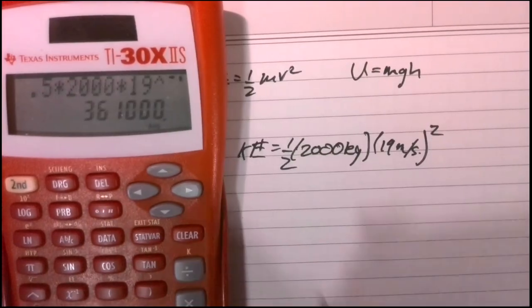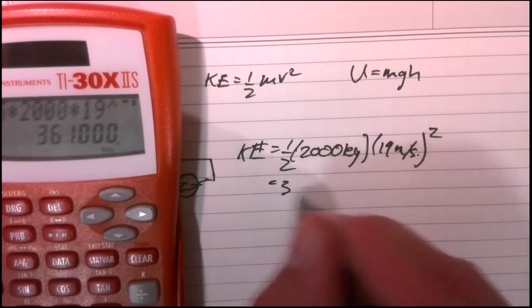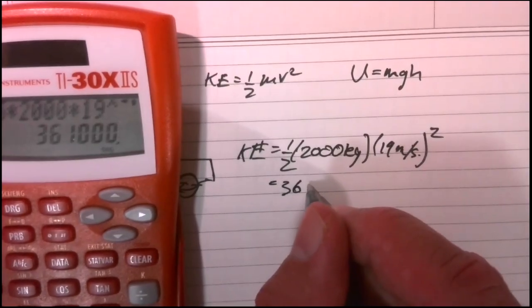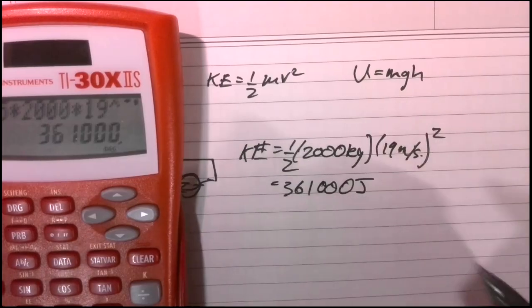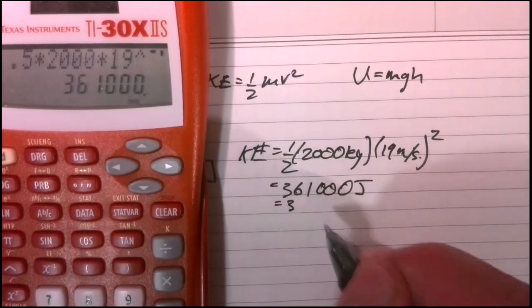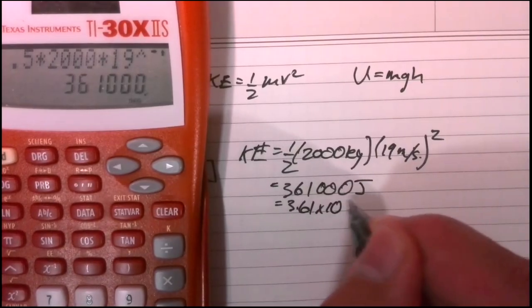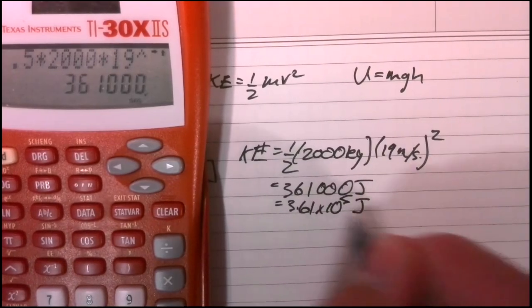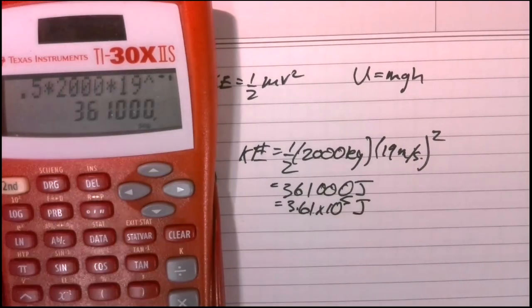All right, so the total number of joules my car is gonna have is 361,000 joules, but I'm gonna write this in scientific notation. 3.61 times 10 to the 5 joules. You have to write that in scientific notation. I can't write all those zeros. It's too many zeros.